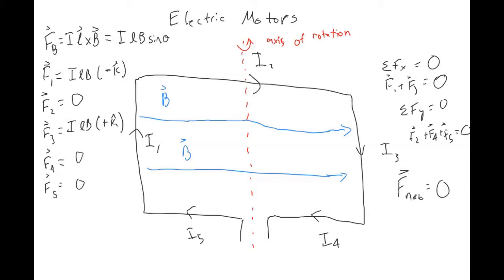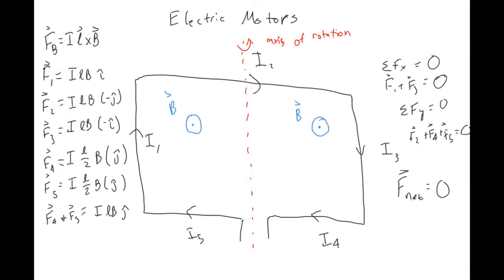Okay, so now we only have two forces. Again, when you add up all of the forces in the Z direction, you get 0, because force 1 plus force 3 adds up to be 0. I guess maybe I'll redraw the loop on the next slide. Okay, so here's our loop again.